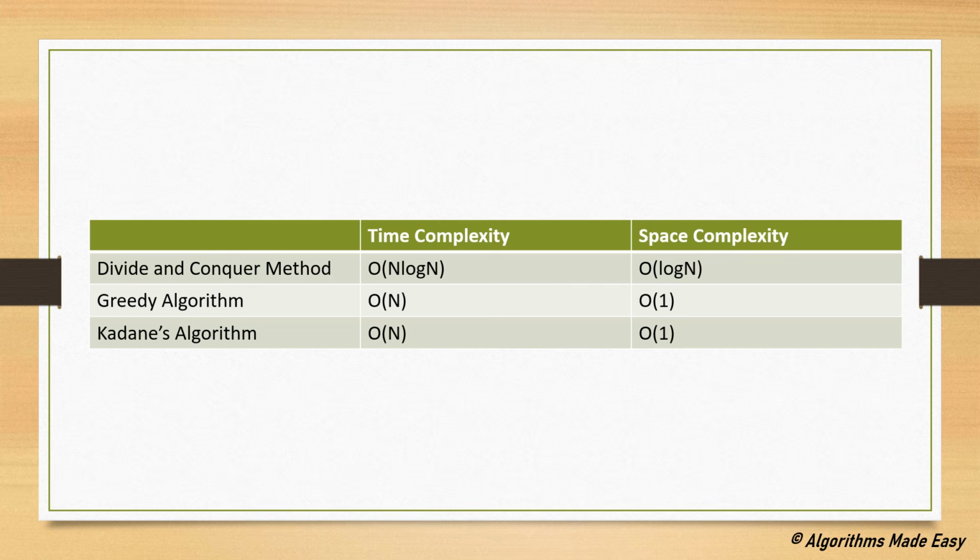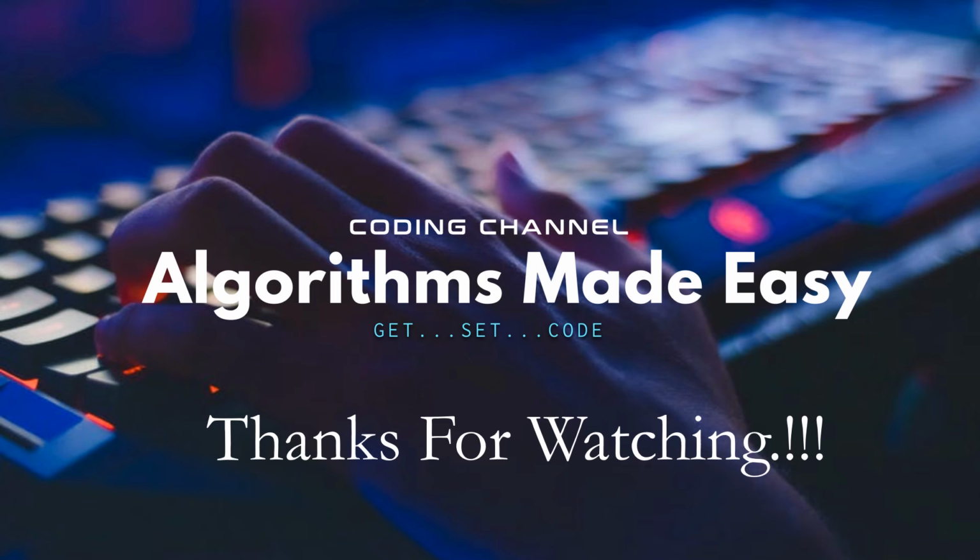Let's take a look at the complexity analysis for all these algorithms. The divide and conquer has the time complexity of O of n log n and its space complexity is O of log n. For both greedy algorithm and Kadane's algorithm, the time complexity is O of n and space complexity is O of 1.